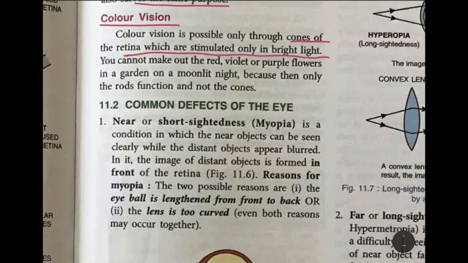Now if it is a moonlit night and you are in a garden, if you look around, there are different colored flowers. During the daytime, you will make out the variously colored flowers, but in a moonlit night, you will see the flowers, but you cannot make out the different colors like red, violet, or purple colors, because at night the cones are not functioning. It is the cones which give you color vision. At night, what functions? The rods function, and the rods are not responsible for color vision.